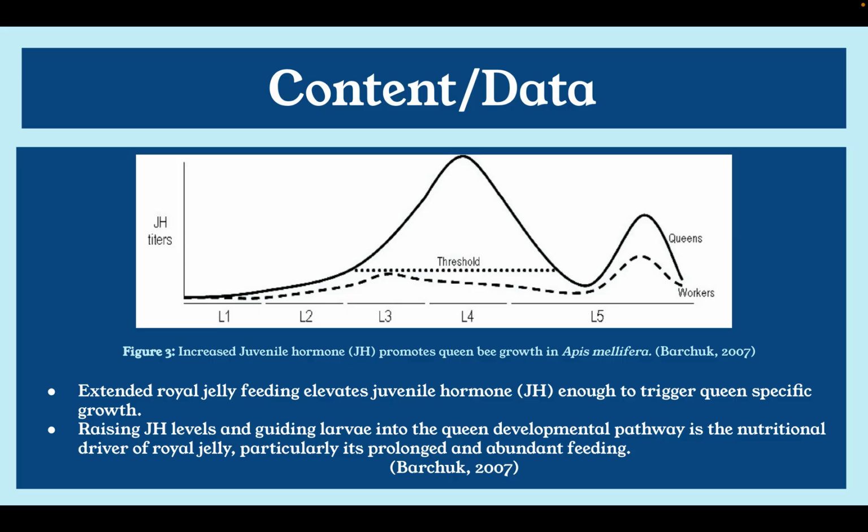Figure 3 shows increased juvenile hormone promoting queen bee growth in Apis mellifera. As we can see here, the queen bee has surpassed the threshold twice, the worker falling very short. So the extended and abundant royal jelly feedings allow for the juvenile hormone to be more expressed, and then that will trigger the queen-specific growth. They're all linked to one another, but the more royal jelly, the more hormone, the greater the expression of queen traits will be. So again, that is very heavily linked.